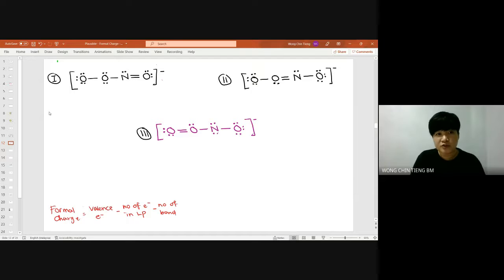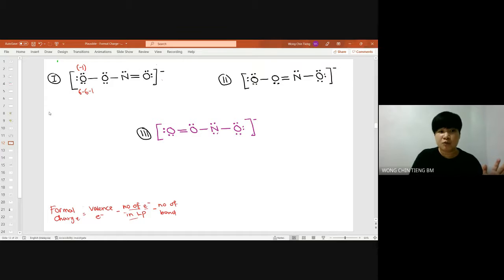So, formal charge untuk oksigen adalah 6, tolak number of electron in lone pair. I have 3 lone pair, which is 6 electron. Minus 1 bond. So, tolak 1. Oksigen over here akan jadi 6 tolak 6 tolak 1. Oksigen over here will be negative 1. I want to remind you again, semua formal charge kena datang dengan simbol positif atau negatif. Is that clear?